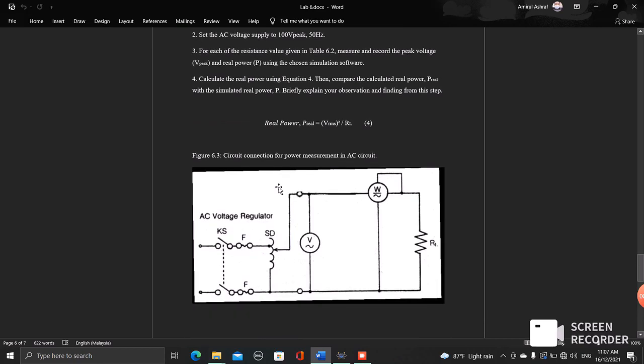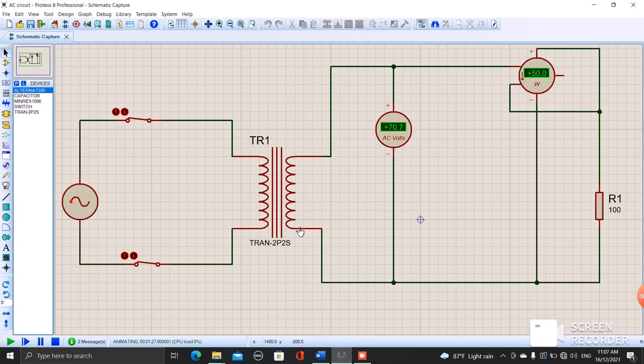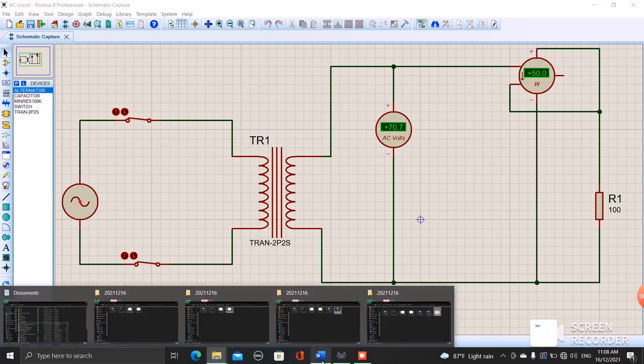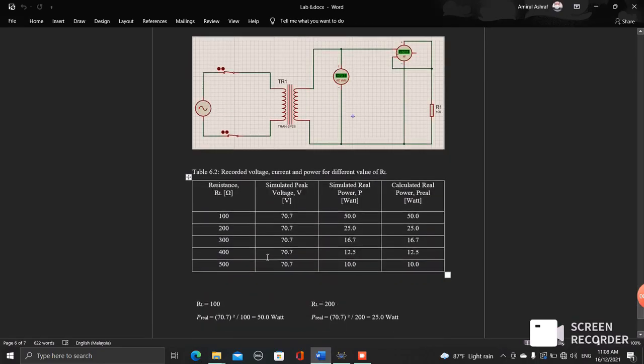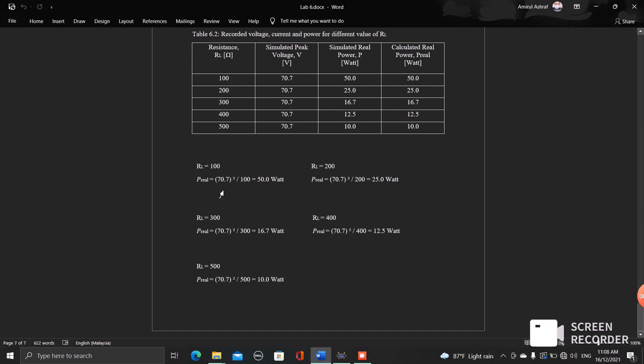Okay, this is the circuit that I have designed, and we have to do simulation for the 100 resistance value. For the 100 resistance value, we get 70.7 voltage and 50 watts for the real power. When we calculate, the answer is also the same, 50 watts.